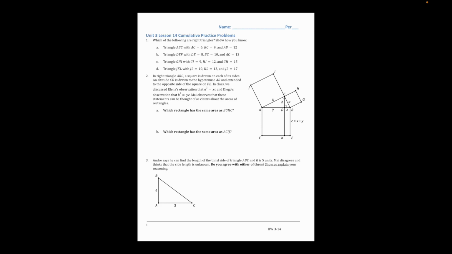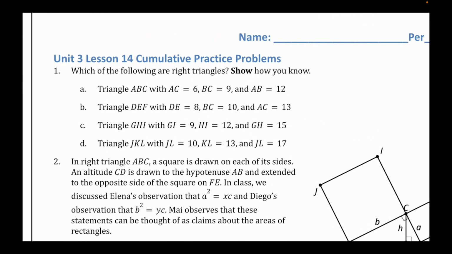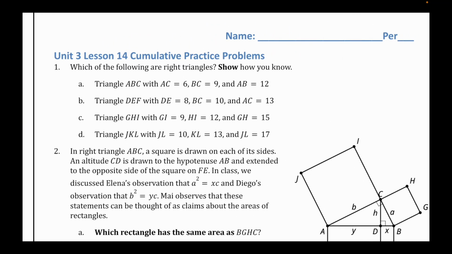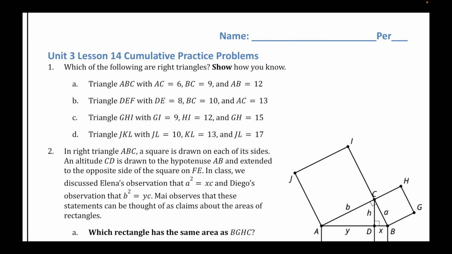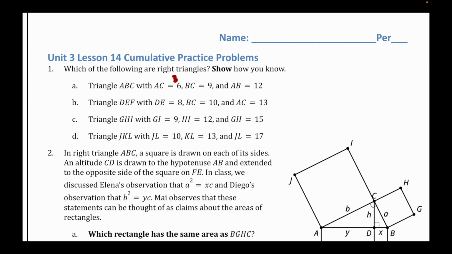I do appreciate your patience, and you can always scroll through to find the question that you're looking for if you're looking for one specifically. So, which of the following are right triangles and show how you know? We are going to use the Pythagorean theorem and just double check everything here. So we are going to check, does 6 squared, which is 36, plus 81 give us 144?